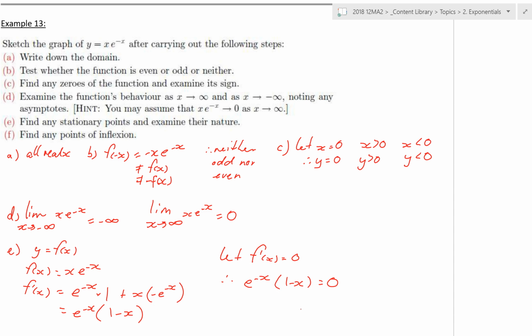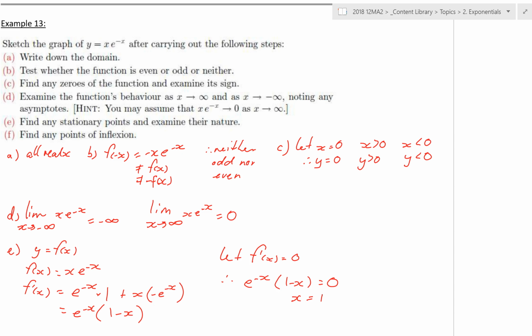So I've got these things. Now, a little bit of common sense here. I have a positive number. Remember, e is about 2.7. There is nothing that I could raise e to the power of that will make it equal to 0. So my null factor law, I've got two things multiplied together to give me 0. At least one of them must be equal to 0. This can't be 0. 1 minus x must be 0. So x equals 1. That's the only thing that will make that 0.